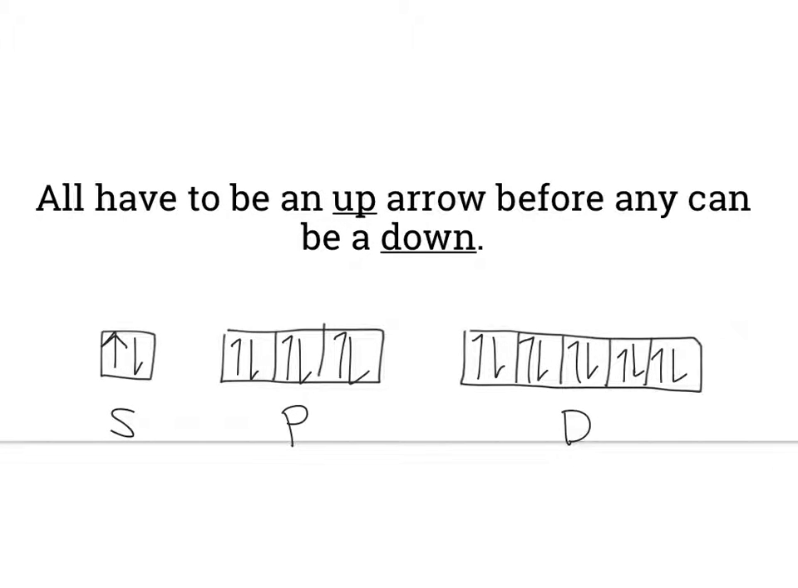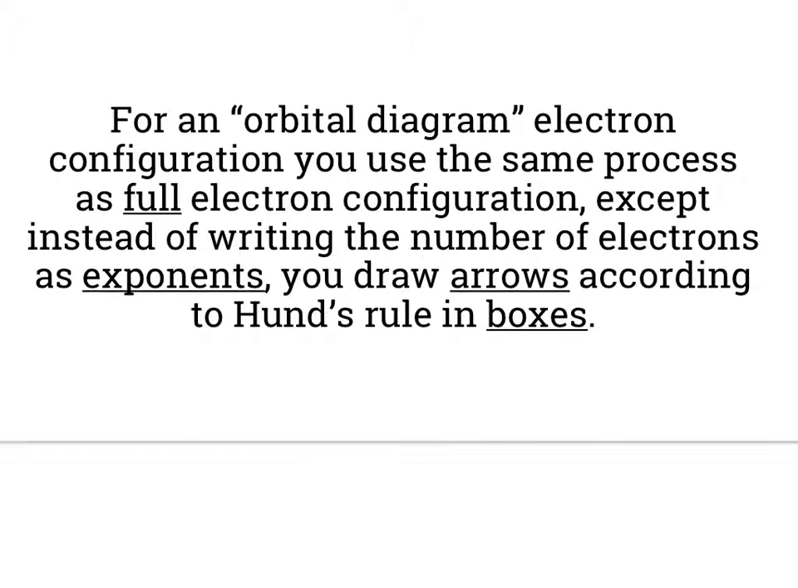So there you go. That's basically Hund's rule. So for an orbital diagram, we use the same process as a full electron configuration, in that we start at 1s, we put 2 in the s, etc. We don't have any shortcuts, except instead of writing the number of electrons as exponents, like 1s2, we draw arrows according to Hund's rule. So beryllium is 1s2.